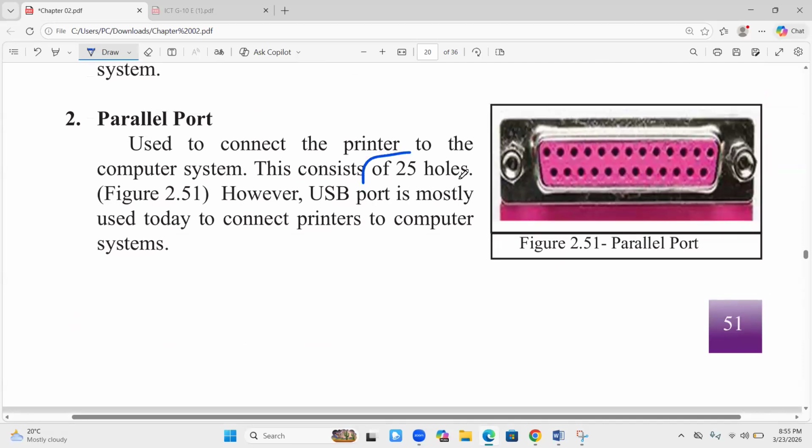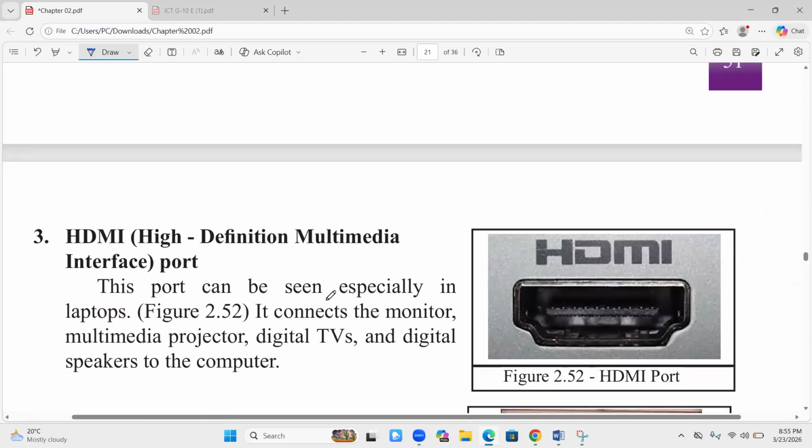And the second one is the parallel port, right? There are 25 holes in this parallel port. By using this parallel port, we can connect the printer, right? In earlier computers, we used to connect printers in this parallel port. But nowadays we can connect the printers in USB ports, right? Most of the devices can be connected by using USB ports.